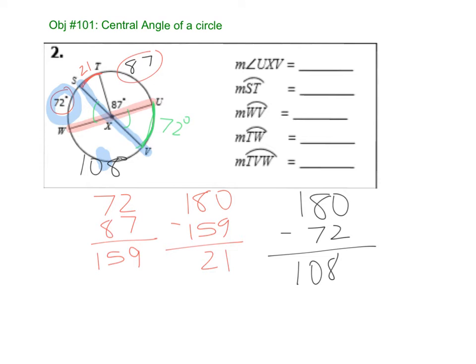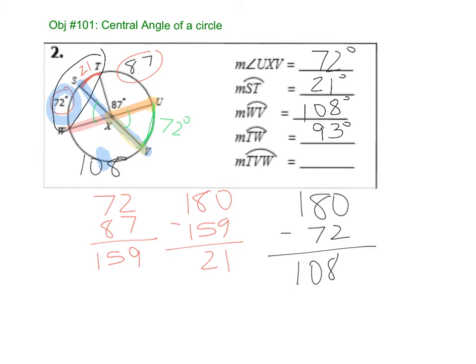So UXV, let's see what that is. UXV. So that's 72. ST, 21. WV is 108. TW. So TW is these two together. So that's 93.